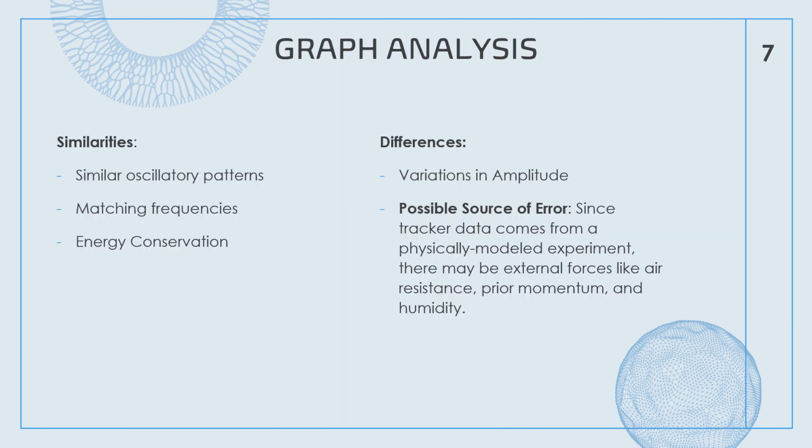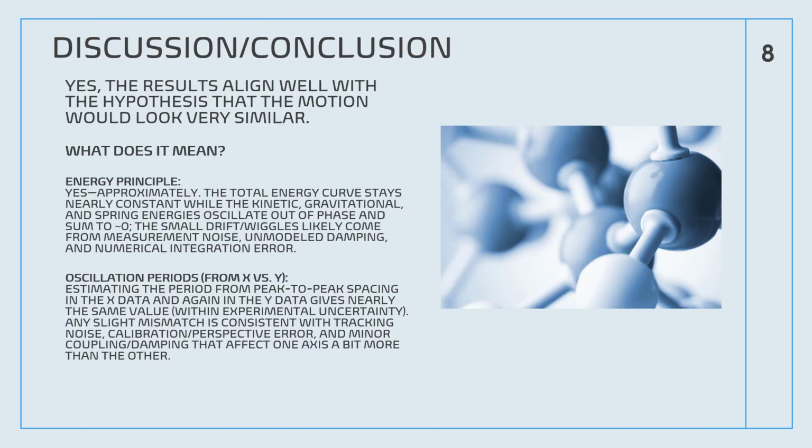So some similarities would be that they had similar oscillatory patterns and matching frequencies, and also energy was conserved in both parts. But one difference was that the amplitudes of the X and Y axes of the mass varied between the GlowScript and Tracker. This could be possibly due to the Tracker data having encountered some external forces like air resistance or prior momentum or even humidity. So the results did align with my hypothesis that the motion would look very similar.